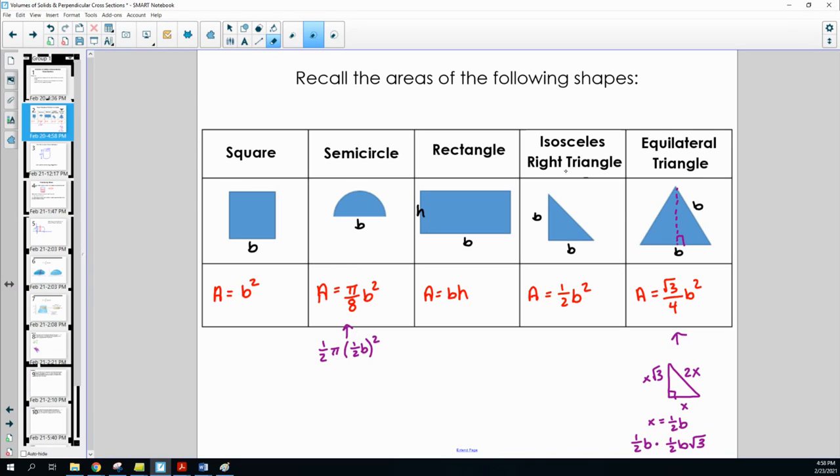For an isosceles right triangle, since the base and the height are going to be equal, area is just going to be half base squared. And for an equilateral triangle, our area is going to be root 3 over 4 b squared. The reasoning for that is that I broke this equilateral triangle up into a 30, 60, 90 triangle, wrote down the sides, and then figured out the area from there.